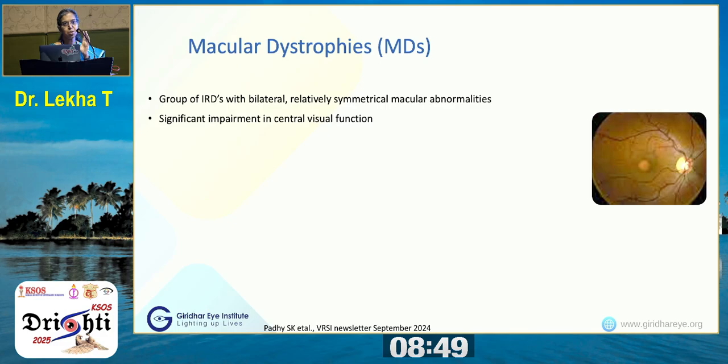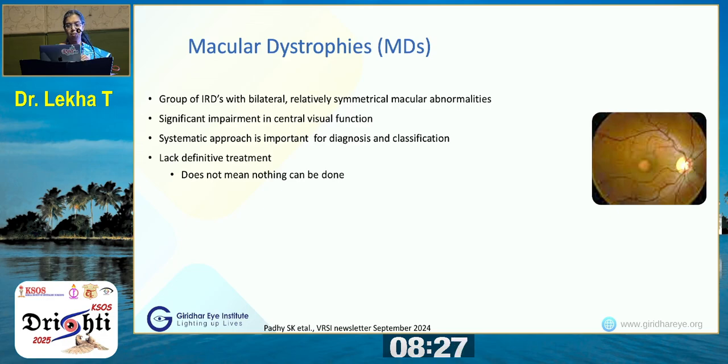So, the previous two speakers have given a good introduction. So, my aim is to give a little more clarity on the macular dystrophies, which are that subset of IRDs where predominantly you find macular abnormality, usually bilateral and symmetrical. And obviously, they will cause a problem in the central visual function. A systematic approach is important for diagnosis. Most of the time, we may not have a definite treatment now, but that does not mean that nothing can be done for these patients.